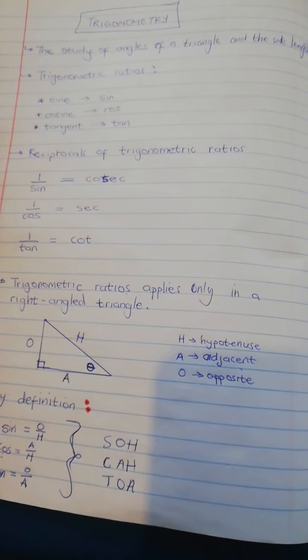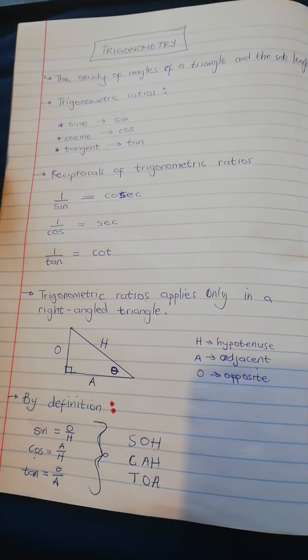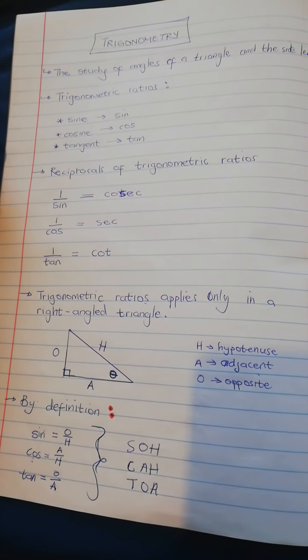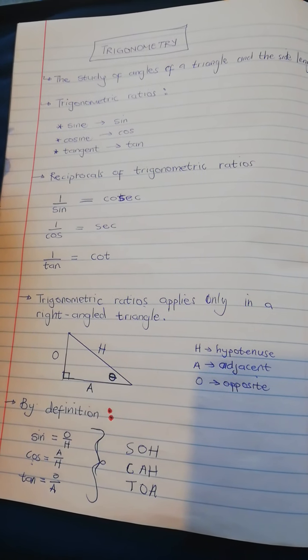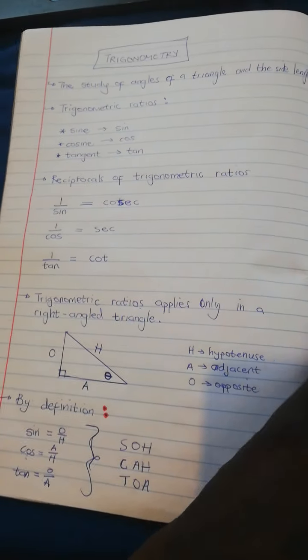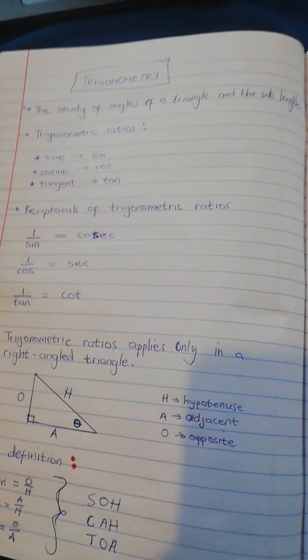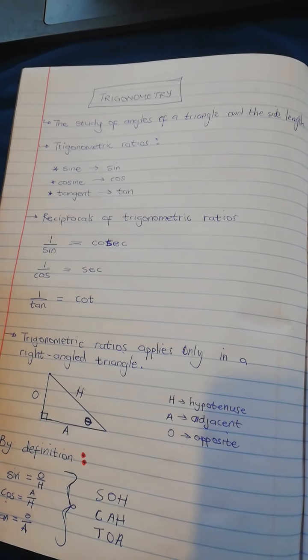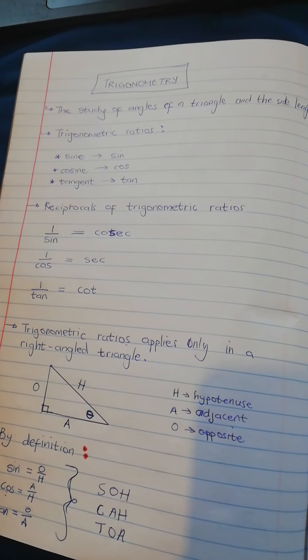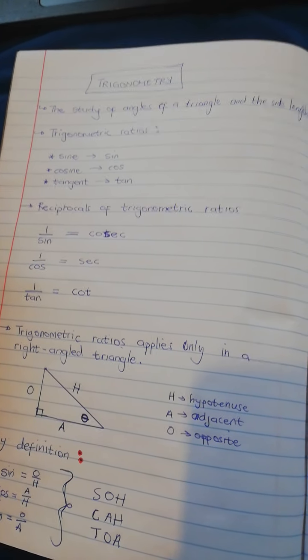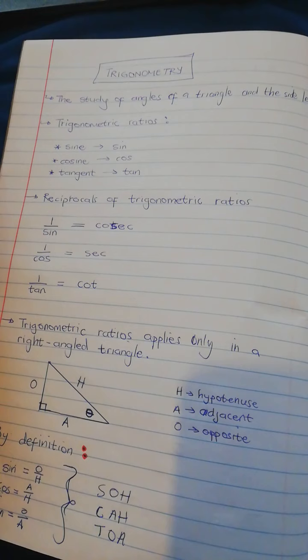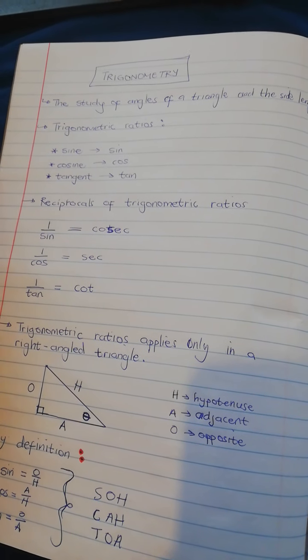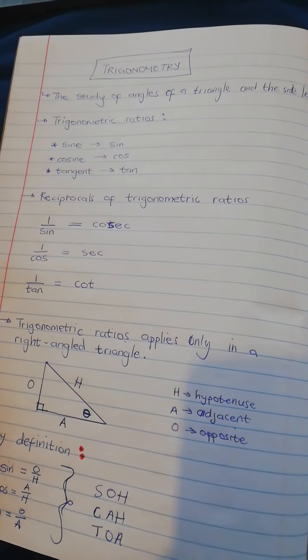Let me explain the notes that I gave to you to study on our WhatsApp group, due to the lockdown, since you know that we are unable to meet. So, I gave you notes on trigonometry, and trigonometry is the study of angles of a triangle and the side length. Basically, in trigonometry, we study the relationship between the side length of a triangle and the angles.